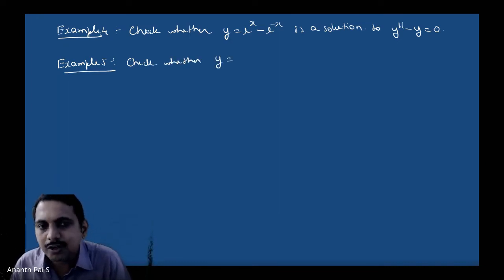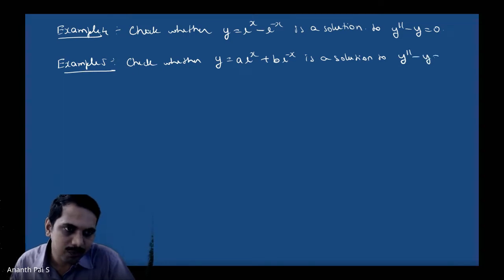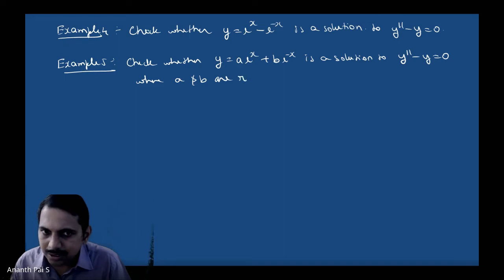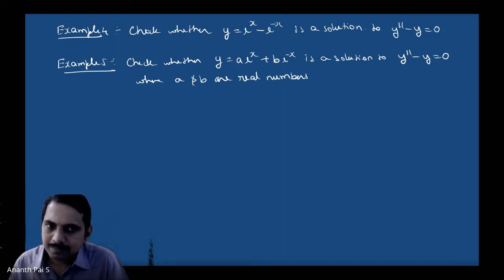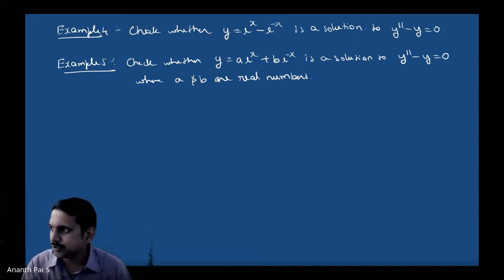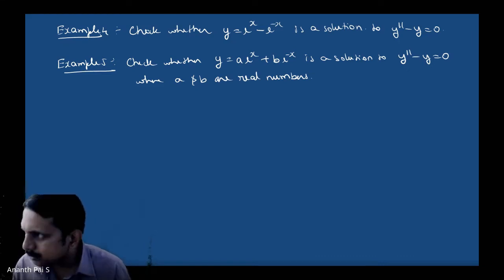Next, check whether y is equal to a e power x plus b e power minus x is a solution to y double dash minus y is equal to 0, where a and b are real numbers. You will see that it is also a solution. So what does that mean? That means there are two types here. Let us understand. It is a solution. You can write it down later on. If you want, you can check the solution later on. You will get the same. It will cancel, and you will get zero.